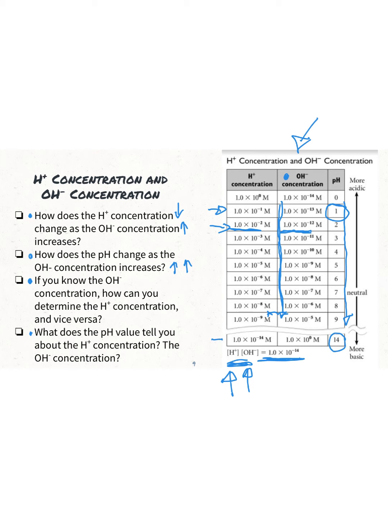All right, and as the pH increases, our H plus decreases. Okay, so high pH is always going to equal low H plus concentration. And pH is always looking at H plus to determine what the pH value is.